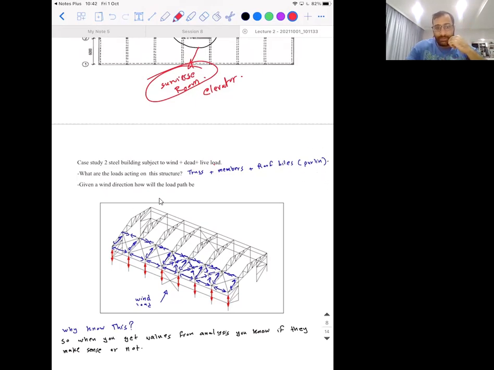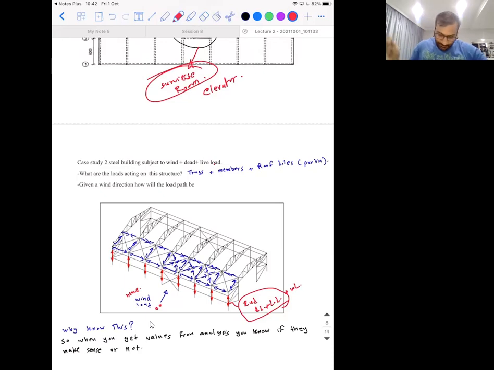Given the wind direction, how will the load path be? If the wind direction is here, basically wind at somewhere 0 degrees, you're going to have this reaction, shown in blue, while in red is basically the dead load plus live load. These purlins also carry wind load as well.